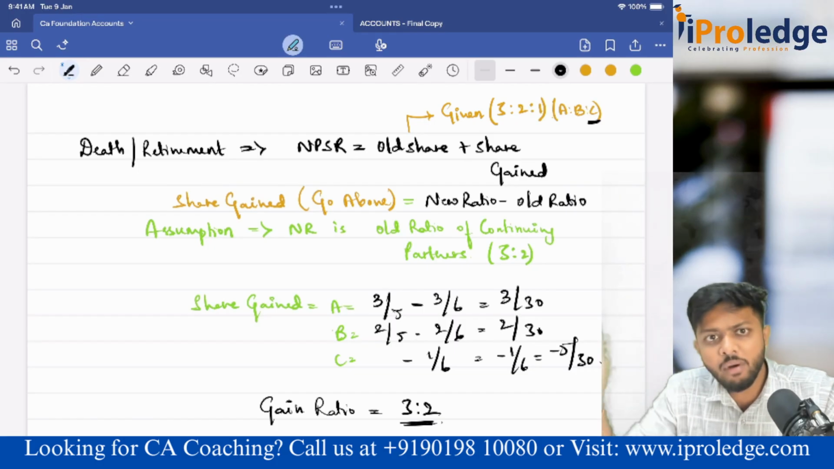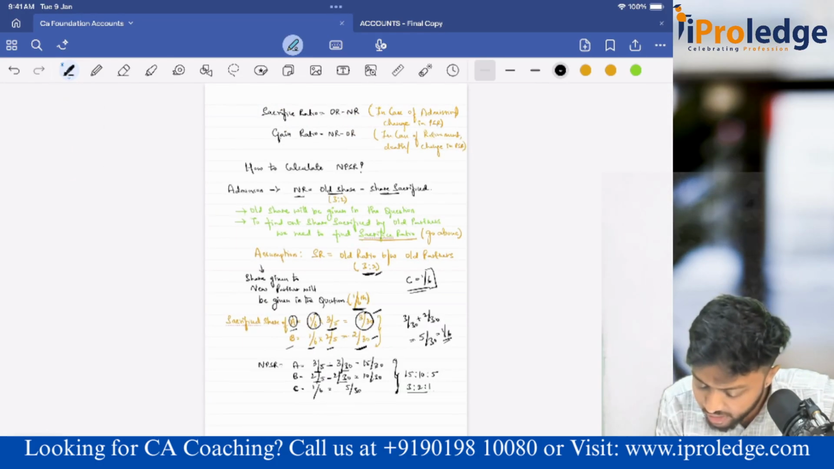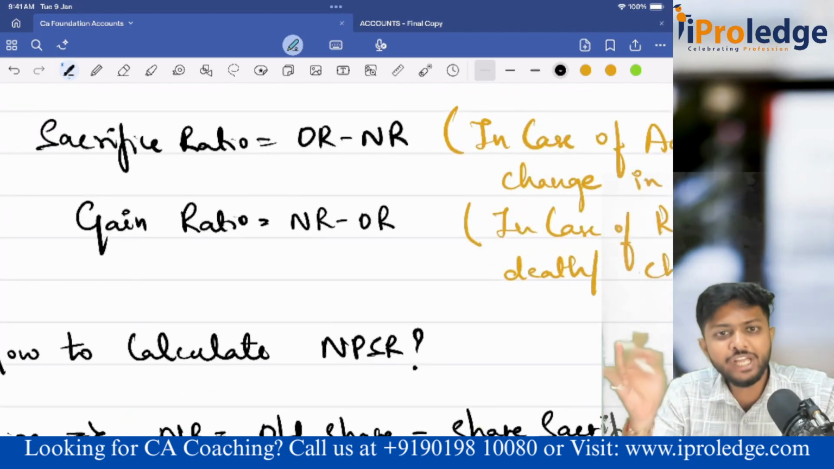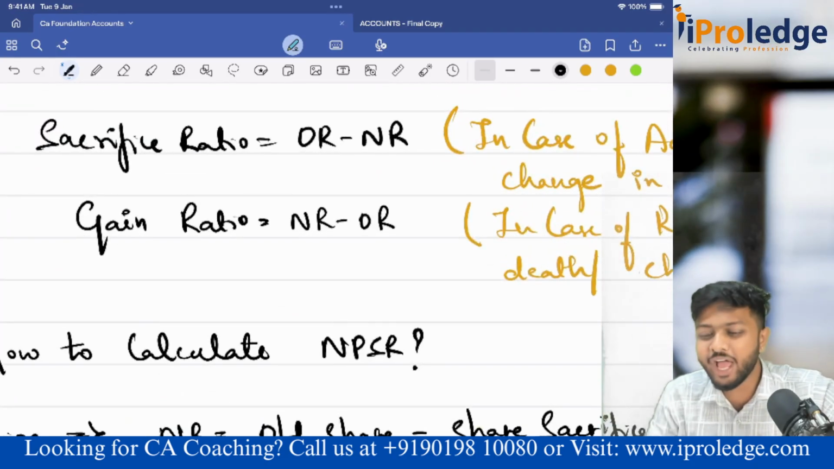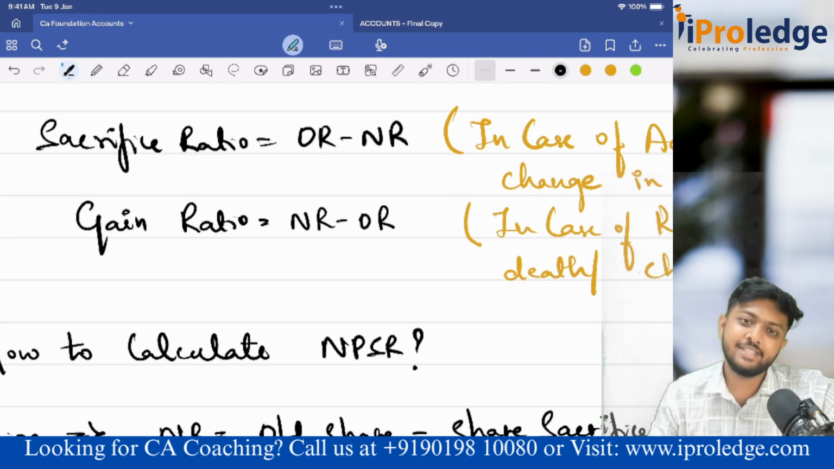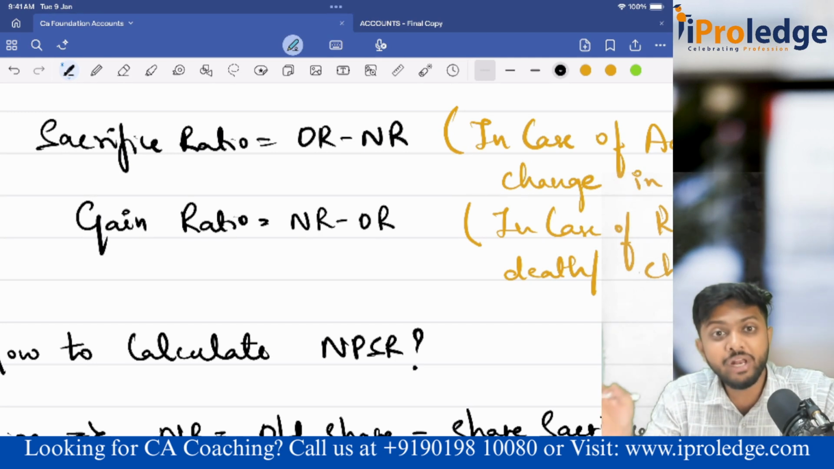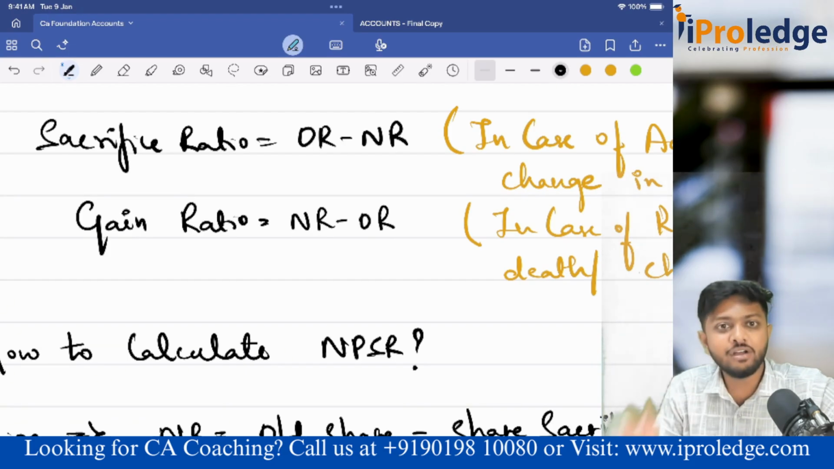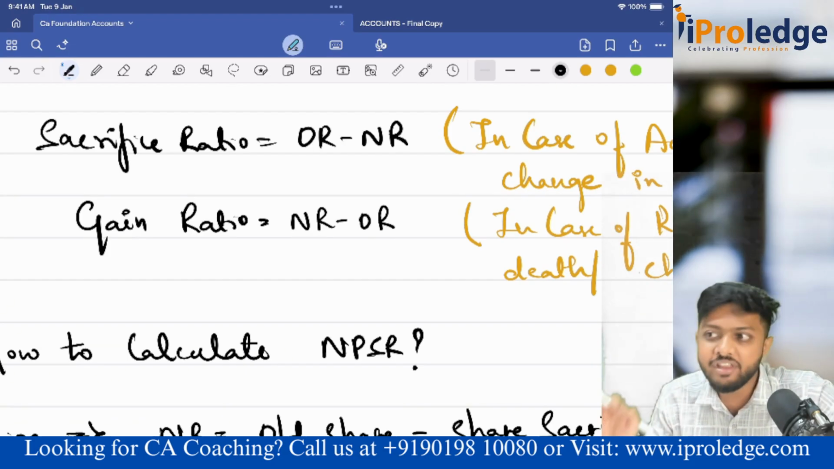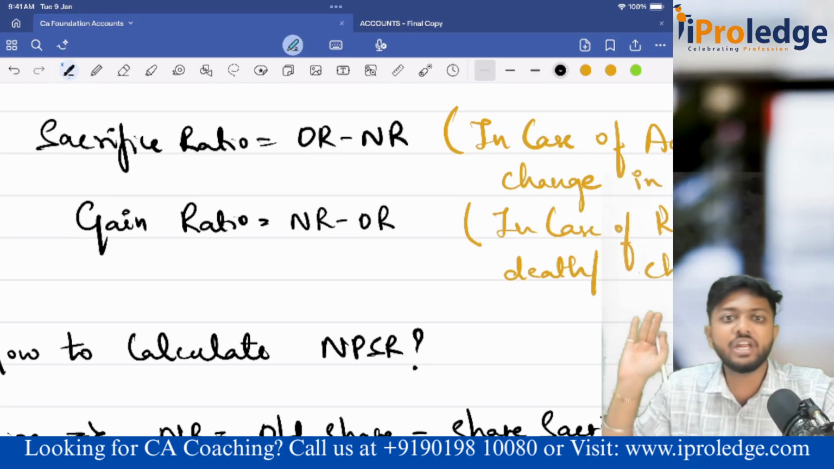Share gained, how to find out? Easy. Go above. Gain ratio is equal to new ratio minus old ratio. If you apply this formula, you will get share gained. See, simple. But what is the formula for share gained? New ratio minus old ratio. We are finding new ratio only, no? Again a loop problem. Whenever there is a loop problem, we have to take an assumption and go.